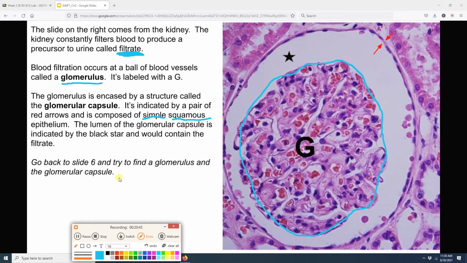All right, I want you to pause this. See if you can zip back to slide number 6. Find me a glomerulus. Find me a glomerular capsule. Okay? All right. So go ahead and do that and catch up. I'm going to keep on going.